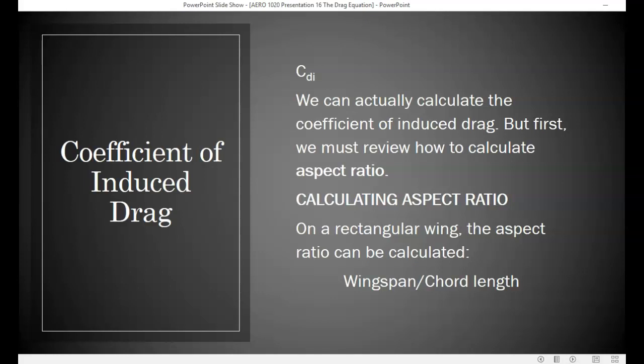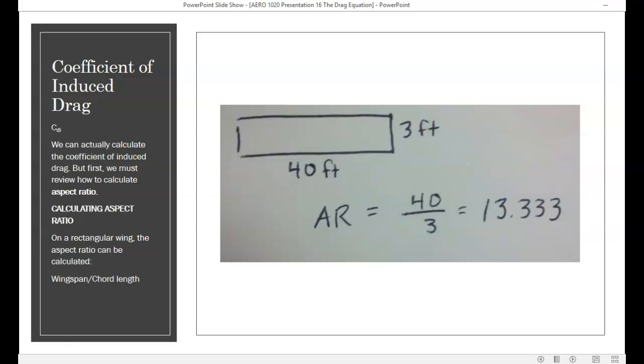Remember, on a rectangular wing, aspect ratio is the wingspan divided by the wing chord length. So for a wing that has a 40-foot wingspan and a 3-foot chord length, the aspect ratio would be 40 divided by 3, or 13.333.